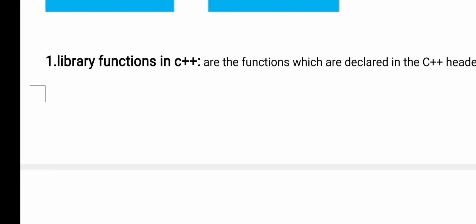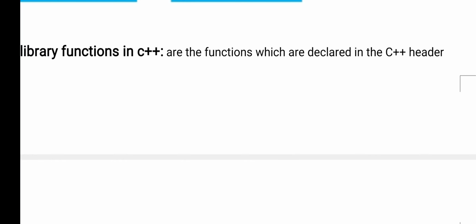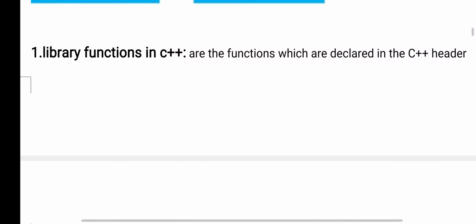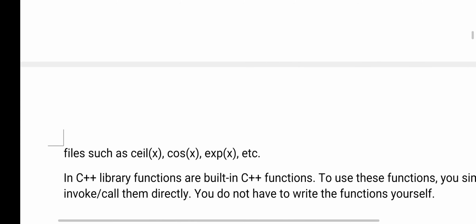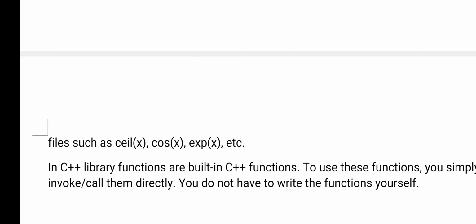Now, library functions. See, library functions, predefined functions, built-in functions, both are same. See, library functions, here I have given a definition. Library functions are the functions which are declared in the C++ header files, such as cos, exponential, square root, power. Means these functions we are not writing anything. Code for this function is already written in the software. Just you need to call that function by passing a value.